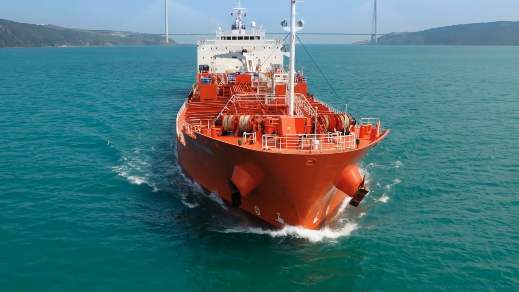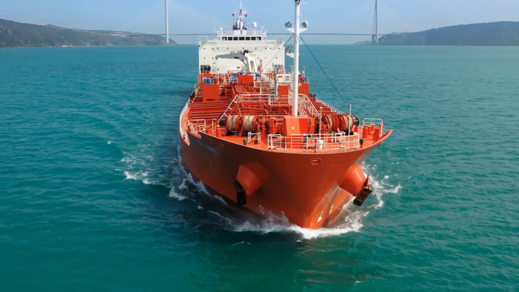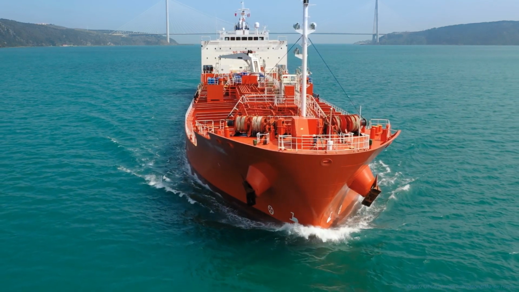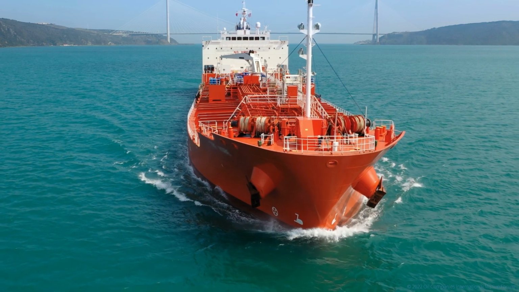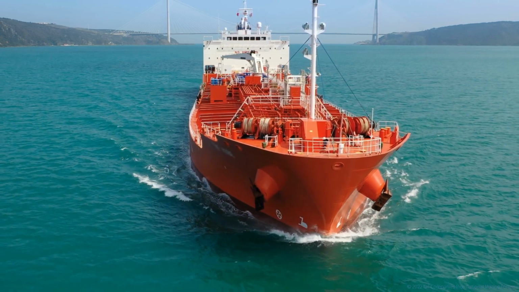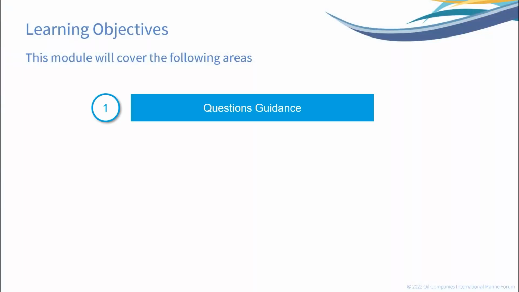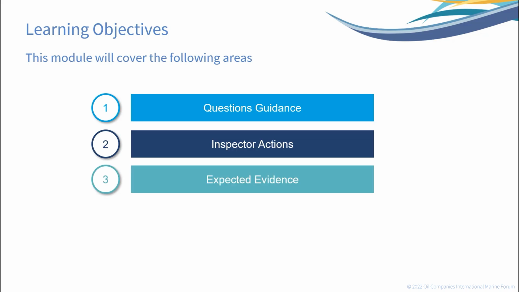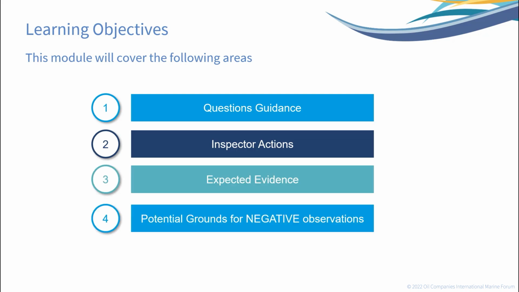Welcome to the Sire 2.0 inspection program and to the fifth module in this series of short videos. This module will cover the type of question guidance available in the Sire 2.0 inspection question set, including the guidance provided with each question, the actions that the inspector is expected to take, the evidence expected to be submitted, and the potential grounds for negative observations.